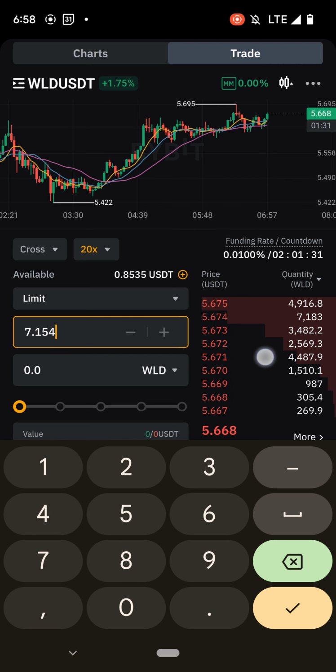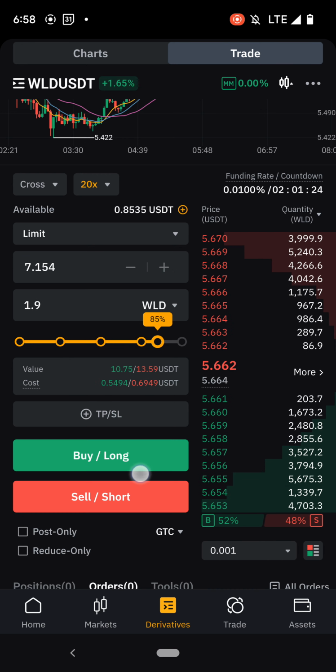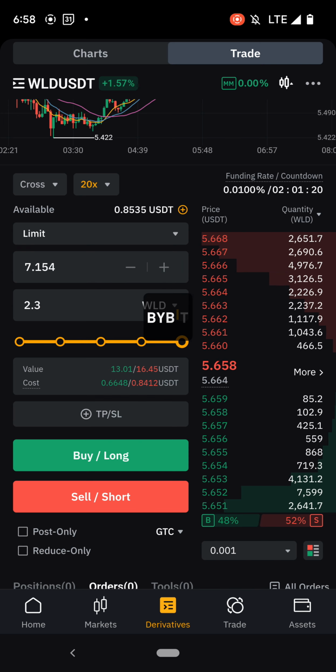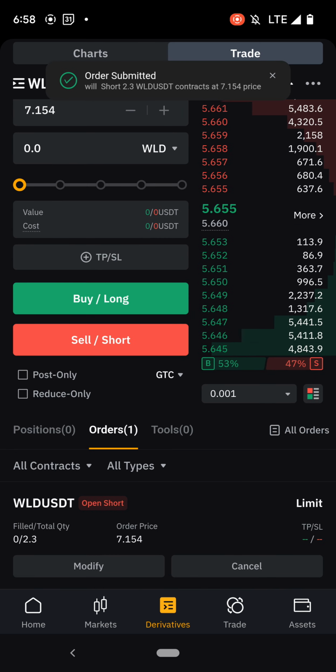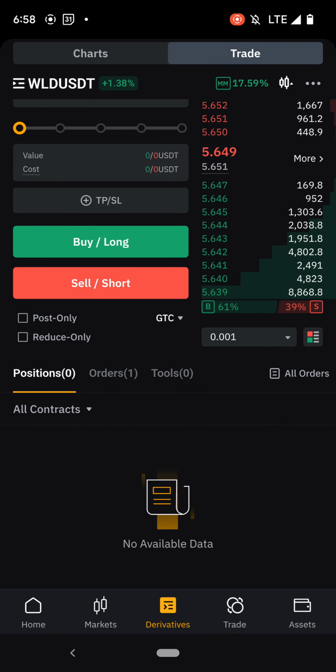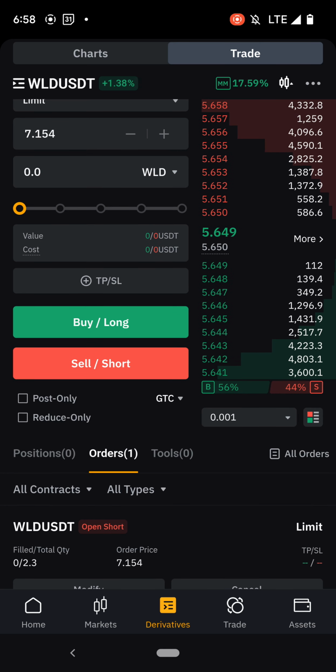7.1548. Good, that's it. If the 8 cannot enter, you just leave it at that 4. It's still good. So you adjust now and then you click on sell. Good, it will still come back. You can see it on orders, where you have these orders here.